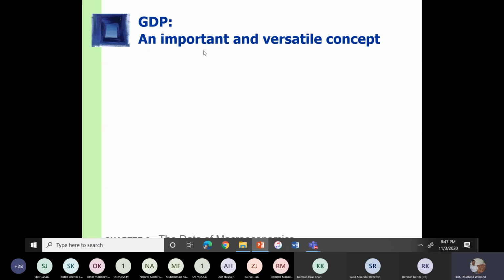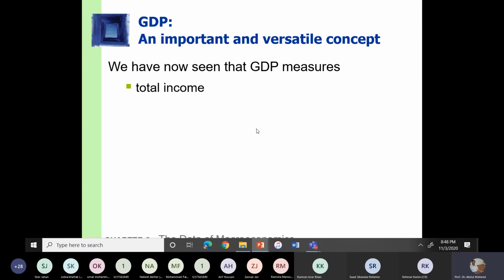So GDP is an important and versatile concept. So we have now seen that GDP measures total income. So GDP is also your total income. GDP is also total output, and this is also total expenditure. Okay. So same. टोटल इनकम भी जीडीपी, यही जीडीपी जो है वो टोटल इनकम भी है, इट इज आल्सो टोटल आउटपुट एंड इट इज आल्सो टोटल एक्सपेंडिचर.